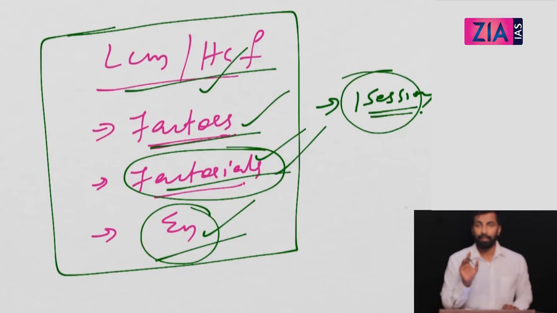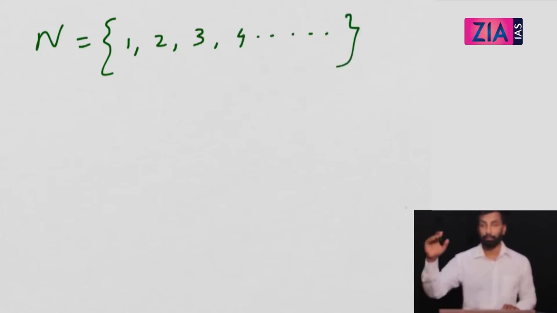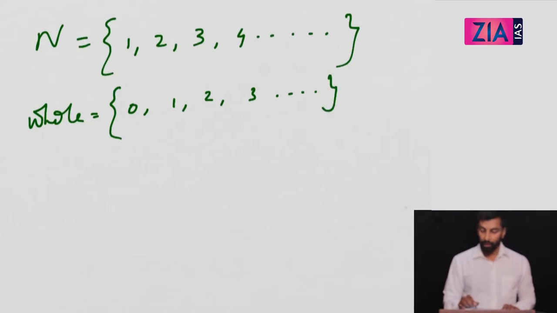So let's start off with the basics. Now let me give you a brief introduction about numbers and the number system. What do you mean by natural numbers? Natural numbers are 1, 2, 3, 4, etc. The set of 1, 2, 3, 4, 5, 6 up to infinity, the positive numbers. Then when I say whole numbers, what are whole numbers? You add 0 to natural numbers. So 0, 1, 2, 3, etc. This is what whole numbers are.